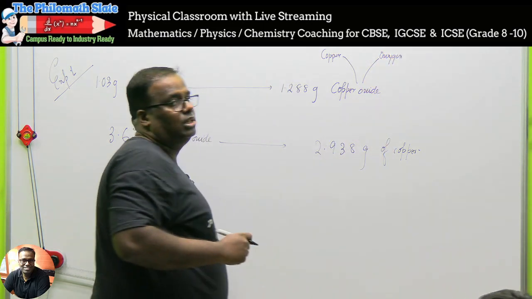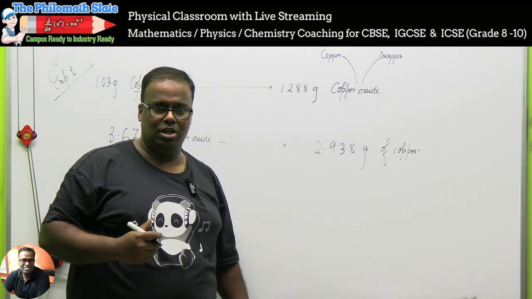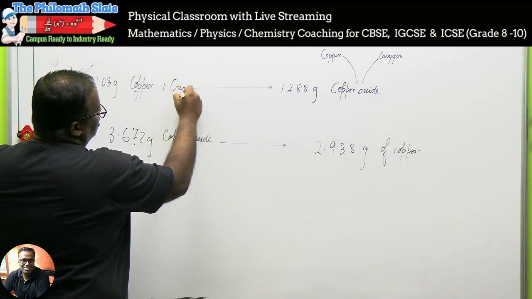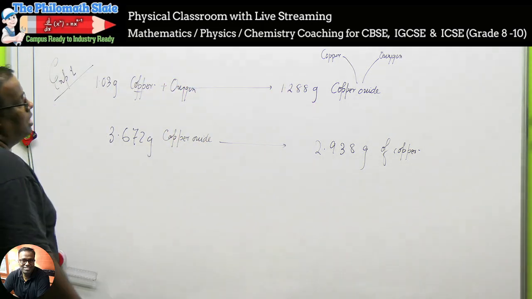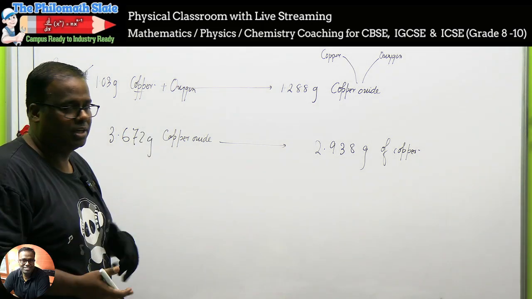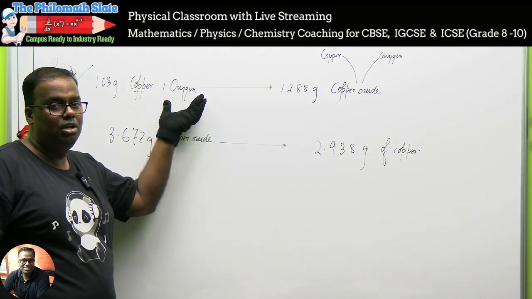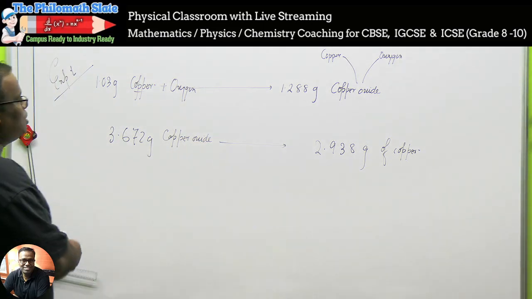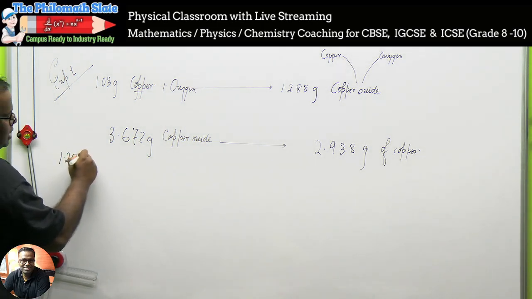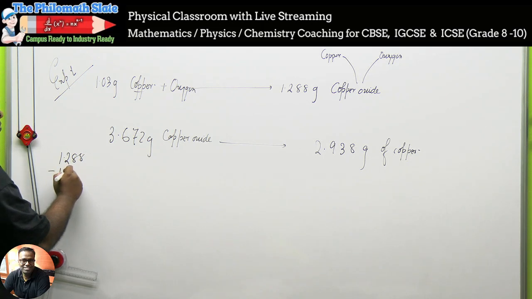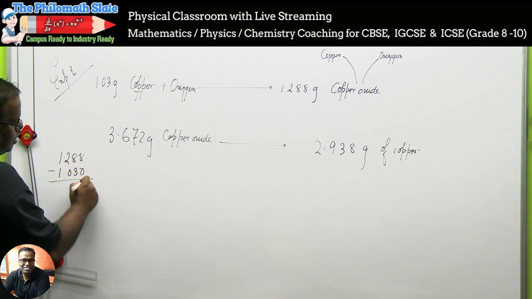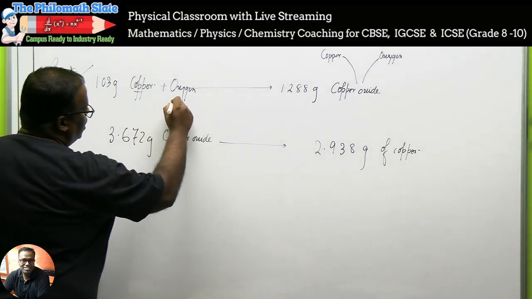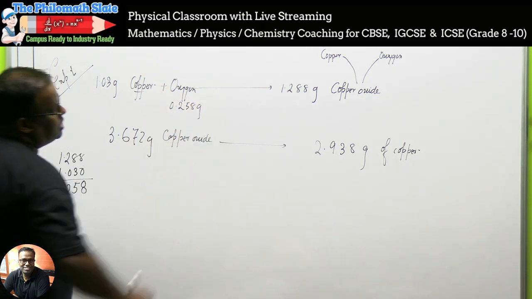Now we have to show that it follows the law of constant proportion. So how do we show that? First of all, let us complete this reaction. There should be some oxygen also, only then are you getting this product. Not subtract; first you find out the oxygen. How will you find it? Lavoisier's law: mass of reactants should be equal to mass of products. So 1.288, the mass of the product, minus 1.030, gives 0.258 grams of oxygen reacting.